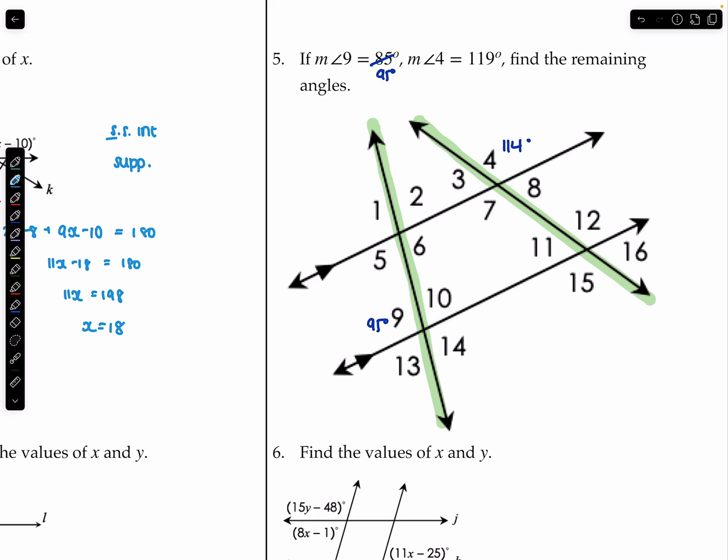So here for the top one, this is going to be 66 degrees, this is 66 degrees, and this is 114. So these four right here, I carry down along the same transversal. So 12 is 114, 11 is 66, 15 is 114, and 16 is 66 as well. So similar story over here. 10 is 85 degrees, 13 is 85 degrees, 14 is 95 degrees. So these four angles there, I'm going to carry up. So this angle is 95 degrees, this angle is 85 degrees, 85 degrees, and 95 degrees.